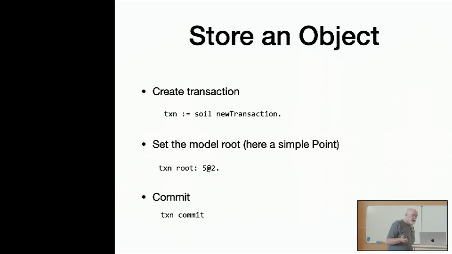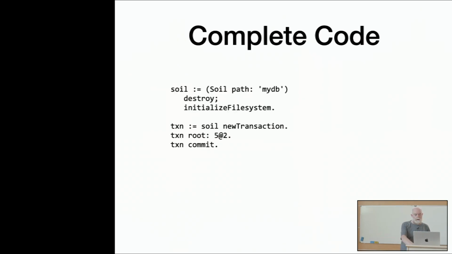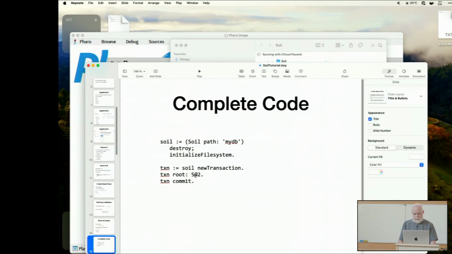Then we can store the root of our object graph that we want to store. We can assign it to the root of our transaction. And if we commit, then it will write that to disk. The complete code, of course, needs both the creation of the database and then the creation of the transaction, storing it. And we can actually try that in Pharo itself.